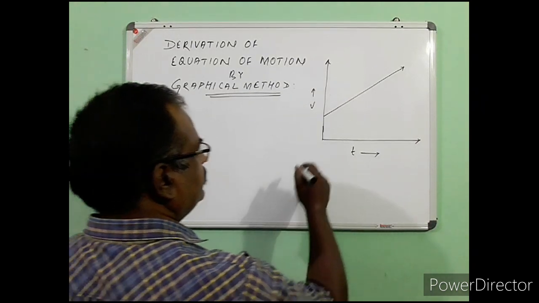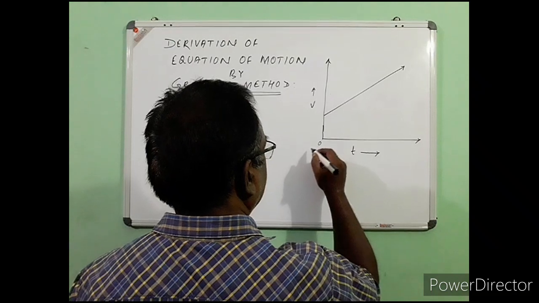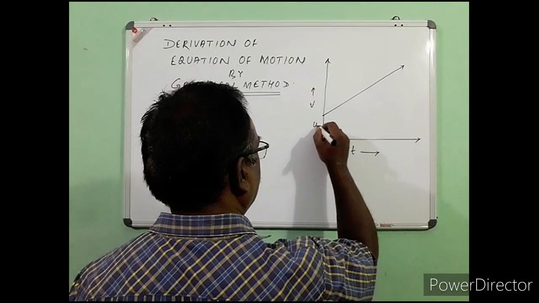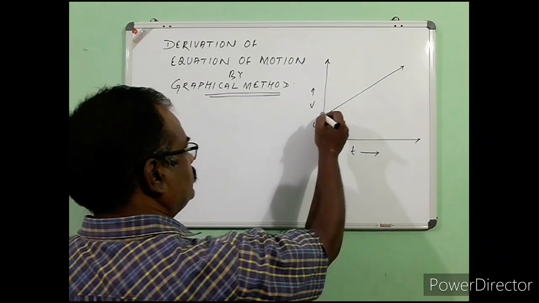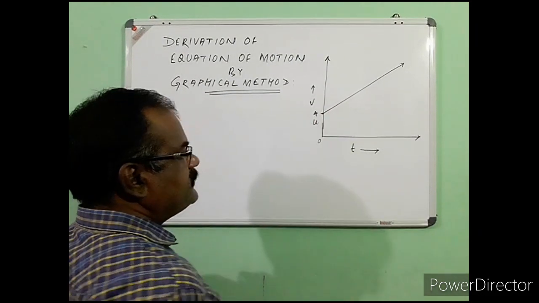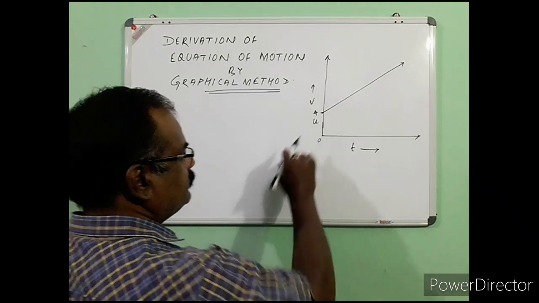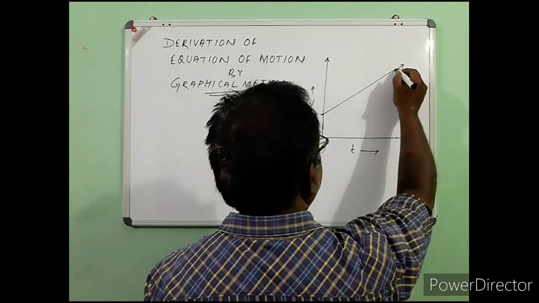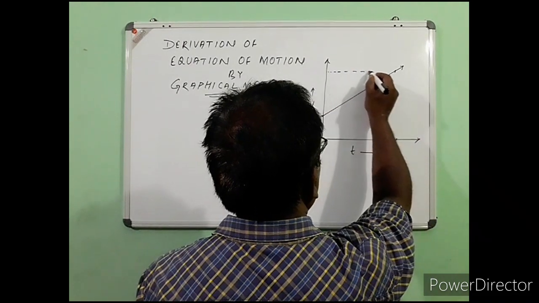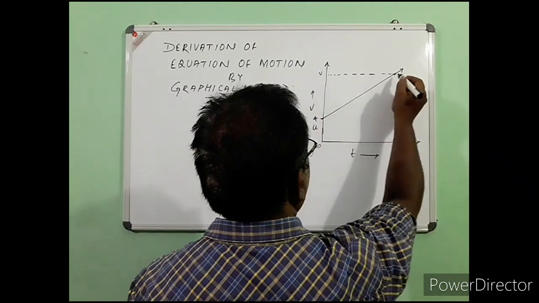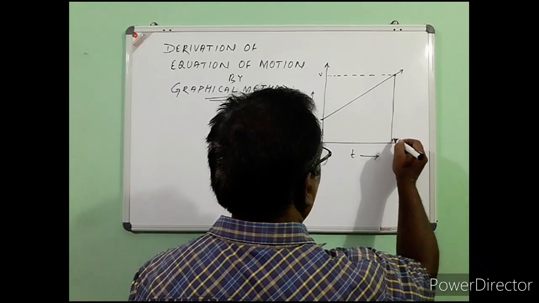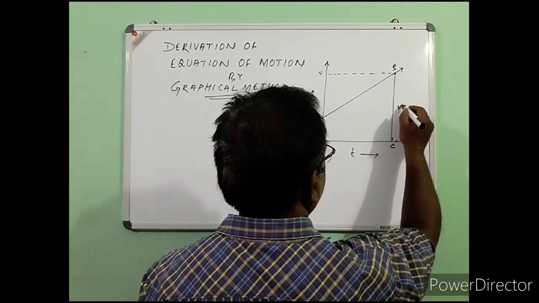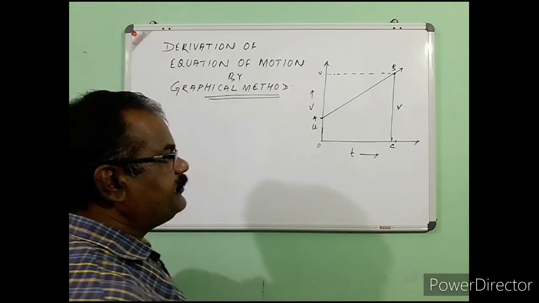Now let us consider that this value is your initial velocity, u. Consider that OA is equal to the initial velocity u, and after a time interval t, the body has reached the final velocity v. If we draw the perpendicular from B to C, this is equal to the velocity v.